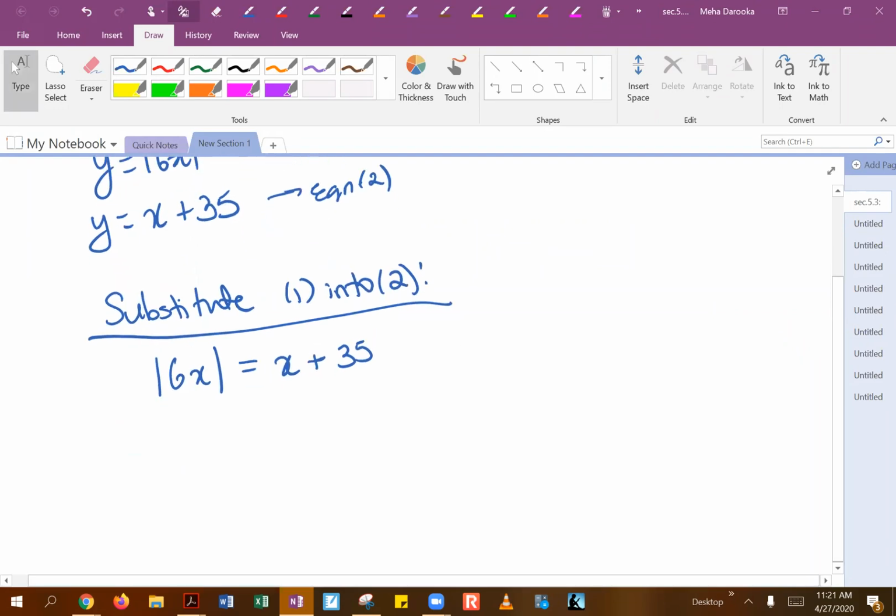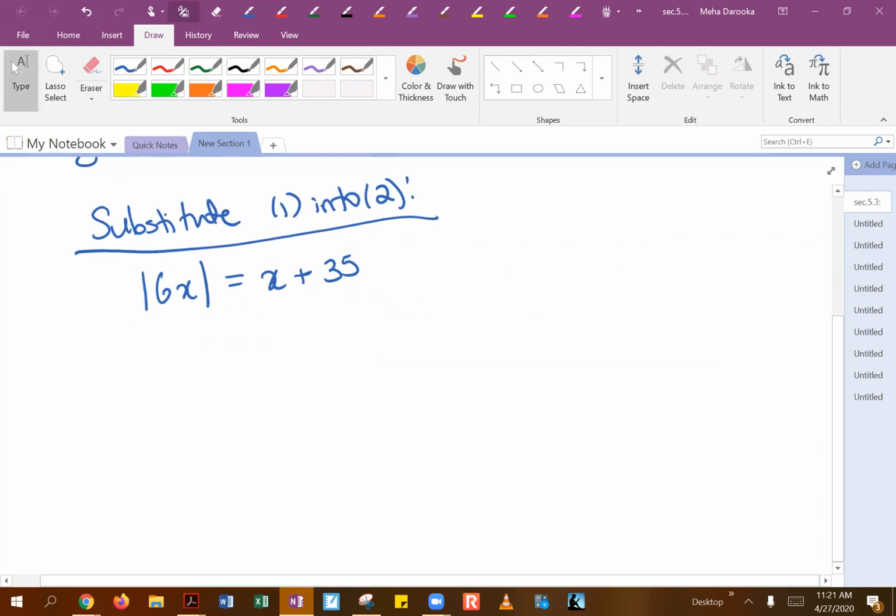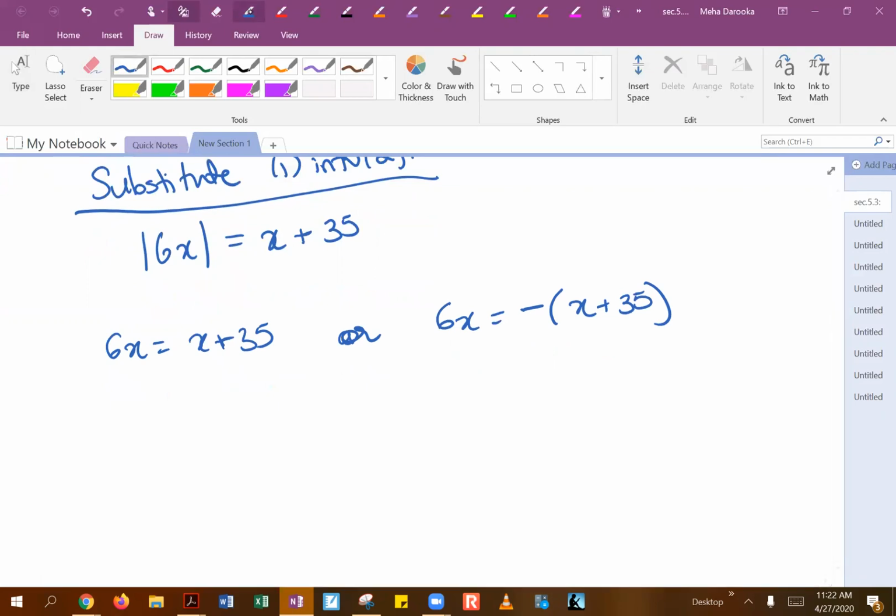Now, since this is absolute value, remember we are talking about absolute value as being the distance of the number from 0. So you can get that same distance on the positive side, or you can get that same distance on the negative side. So anytime you are solving an absolute value equation, you set these as two separate equations. So we can take 6x equal to x plus 35 as the first setup, or we can set this up as 6x equals the negative of x plus 35. So let's start with the left-hand side.